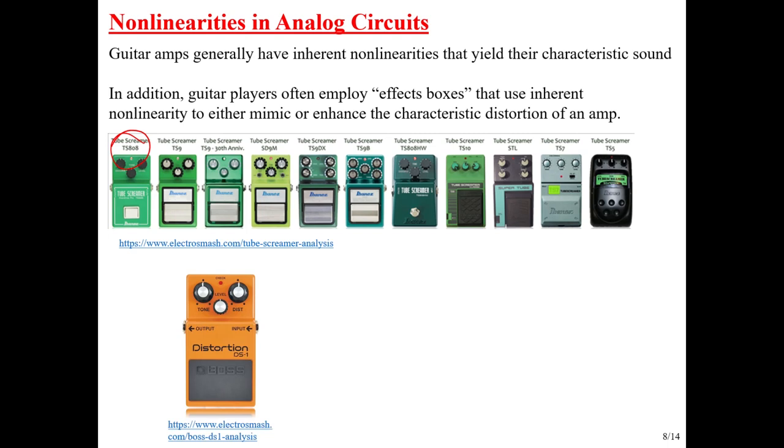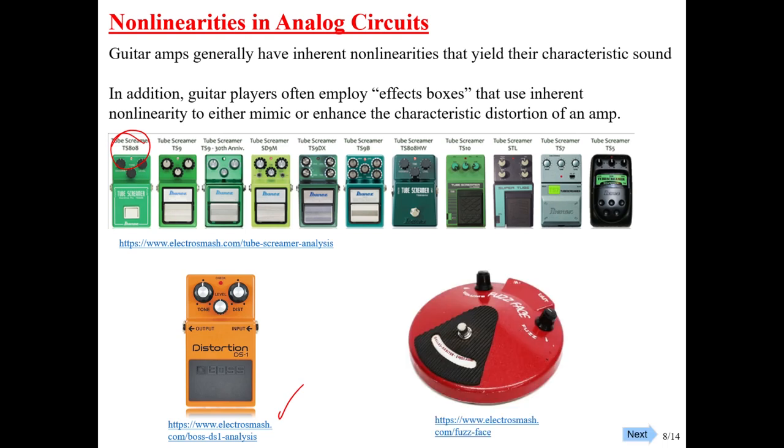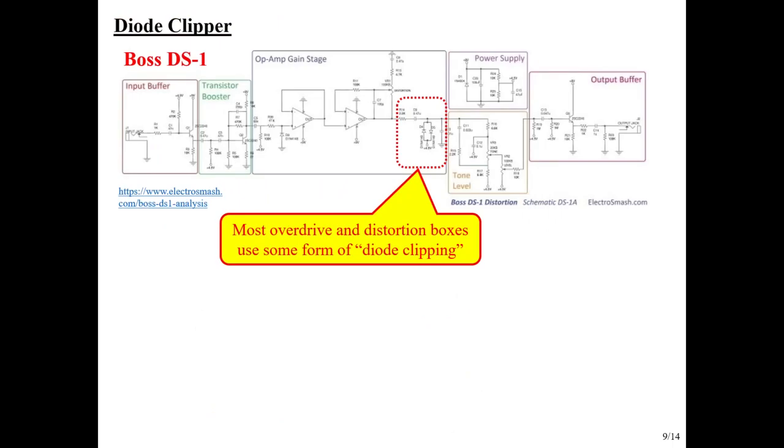And then we have a distortion box. And this is a pretty popular one, the Boss distortion DS1, DS being, I guess, for distortion. And again, you can go to Electrosmash and read all about it. And then we have the Fuzz Face, or a fuzz box. And this was one of the original classic fuzz effects. And again, Electrosmash will tell you all about it. So I would encourage you, if you're interested in this stuff, go over and learn how to analyze these circuits and understand what they're doing.